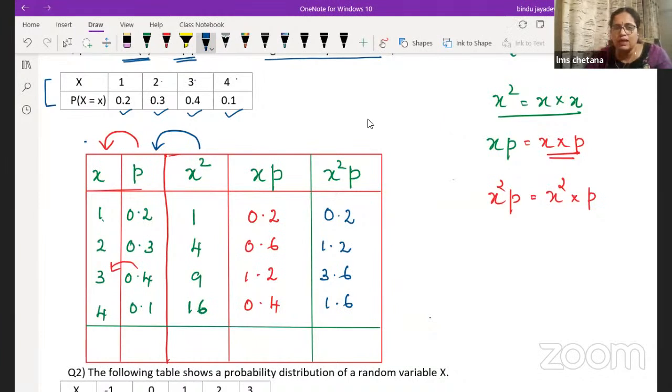Now, the last part. See this column, XP, you want to do the addition. X square P, you want to do the addition. Once you add XP, you will get sigma XP. If you add this, you will get sigma X square P. Therefore, do this addition and that addition and tell me the answer.